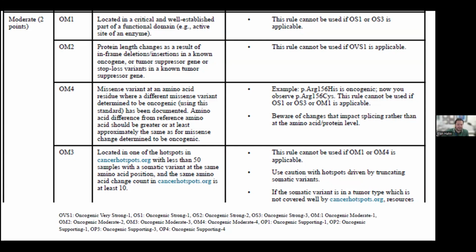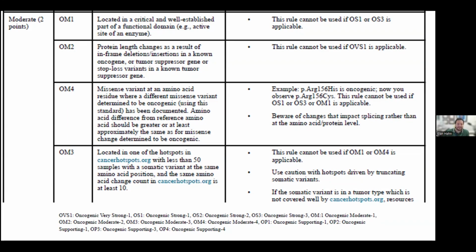There are some well-known amino acid difference metrics, such as Grantham's distance, Epstein's coefficient, or Miyata's distance, that can be looked into. There's a generic example here that they describe. So it's the arginine 156 to histidine. So the change from arginine to histidine is known to be oncogenic. And then you find arginine to cysteine. So looking into it, we need to see, is the difference between cysteine and arginine greater than that of histidine to arginine?